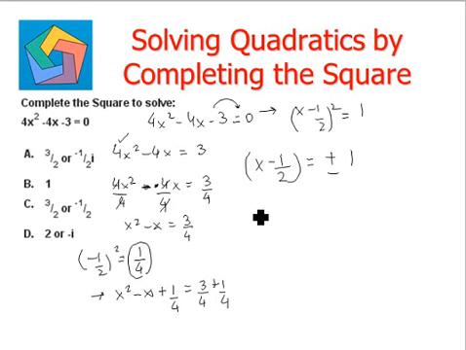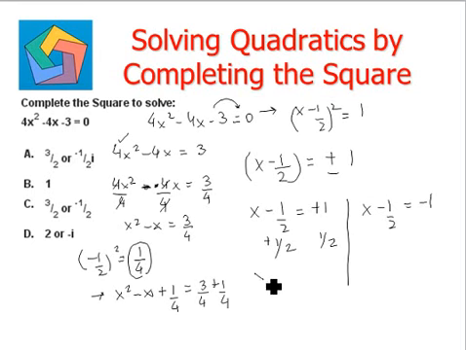So we have two possibilities. x minus half equals a positive 1, and the other is x minus half equals a negative 1. Here, adding 1/2 to both sides to find out the value of x, x equals 1 plus half, which equals 3 by 2. So this is our first value of x.